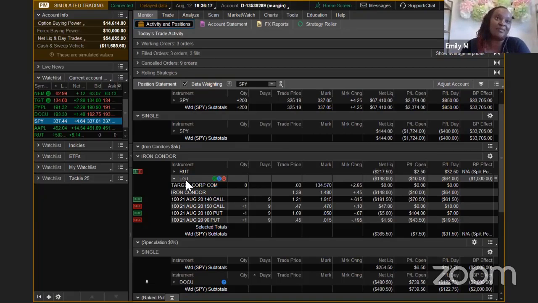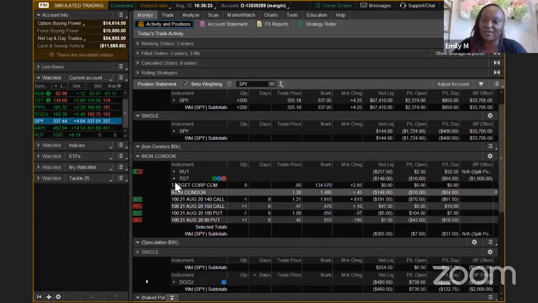And it always comes down to that greed factor, right? We always want to squeeze to take another $1 more, or $2 more, or $5 more, and then it ends up biting you in the behind. So on Target, this was an iron condor on Target.